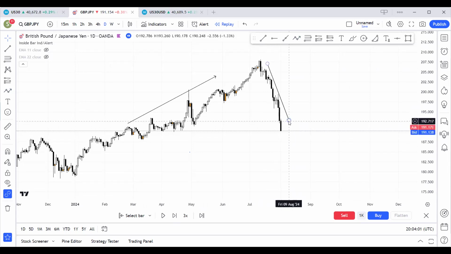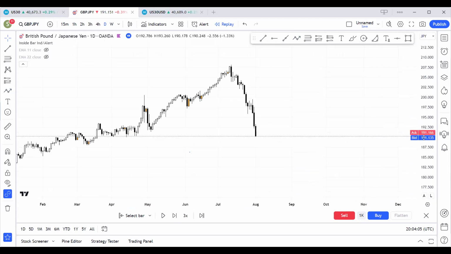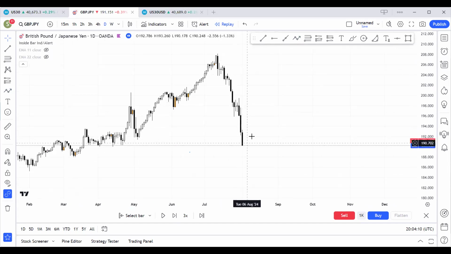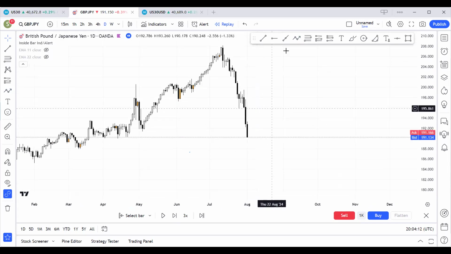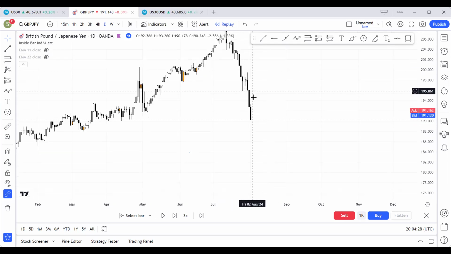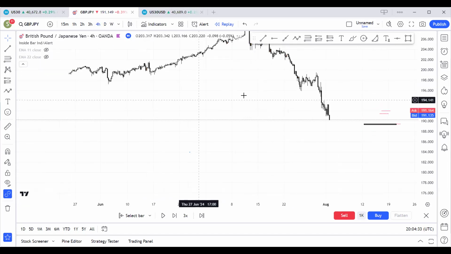So GBP JPY here was just crashing. In this case, it was very hard for most people to trade, because when the market is crashing this way, you don't get a clear retracement. The market is just pushing down and down, so it's hard to get opportunities, unless you're someone who can just sell anywhere. Personally, I was not seeing any opportunities here. So okay, let's go to the 4 hour time frame.